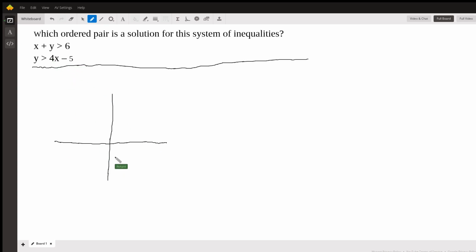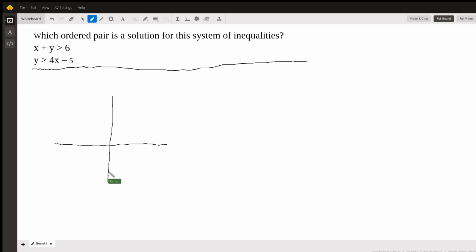So when x is 0, y is -5. And when y is 0, x is 5/4. I'm just going to get the two intercepts. That's the easiest way. So when x is 0, y is -5, and when y is 0, x is 5/4.